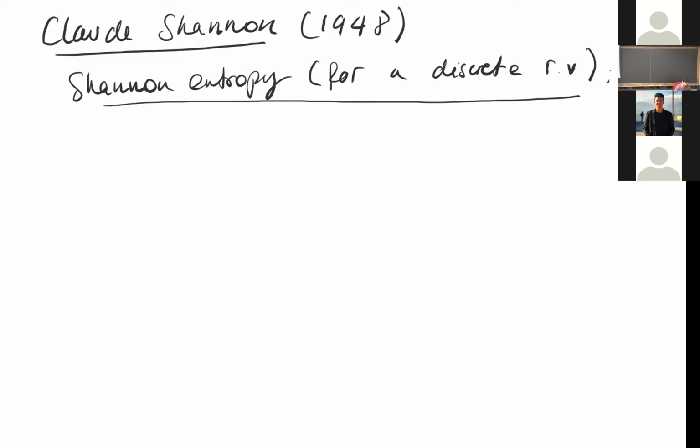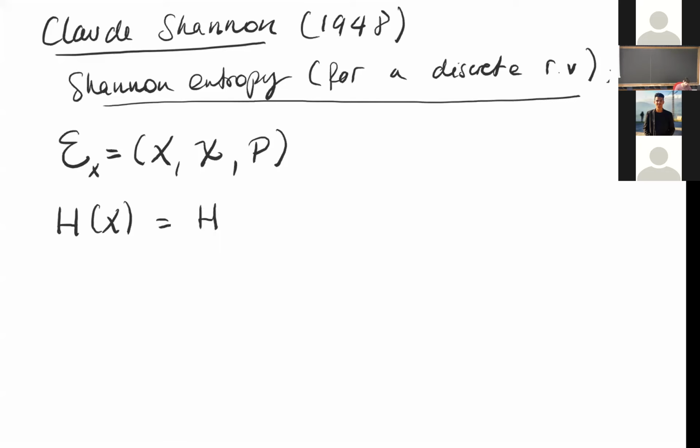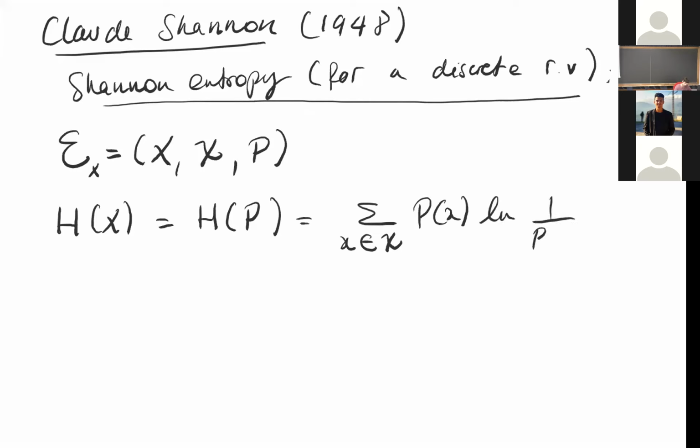So consider an ensemble. Like we said, it is a random variable, its space of possible configurations, and the probability distribution. The entropy of X, which is also sometimes defined as the entropy of the distribution of X, is what? It's the sum over all configurations, over all possible outcomes of this random variable, of P of X log of 1 over P of X.